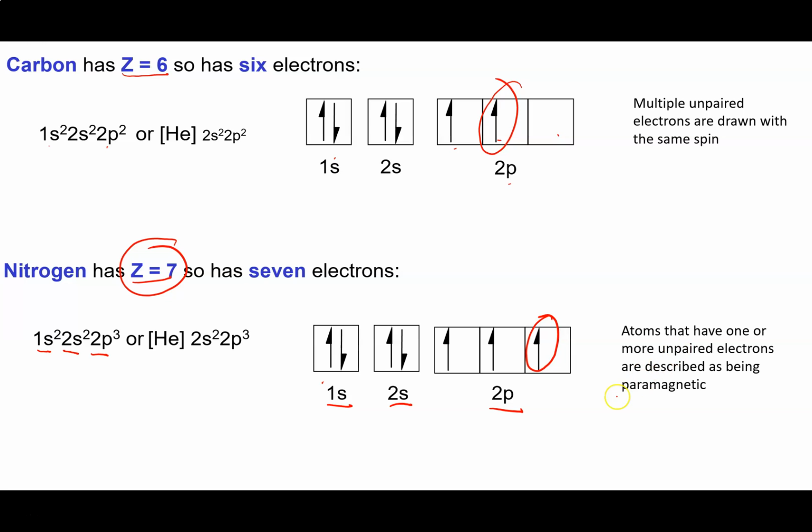So here's another little bit of vocab. Atoms that have 1 or more unpaired electrons, and this guy has 3 unpaired electrons. And this guy has 2 unpaired electrons. Atoms that have any unpaired electrons are described as being paramagnetic. So paramagnetic is kind of the opposite to diamagnetic, right? So diamagnetic has no unpaired electrons. Paramagnetic has 1 or more unpaired electrons. And you can get quite a few unpaired electrons. Okay.